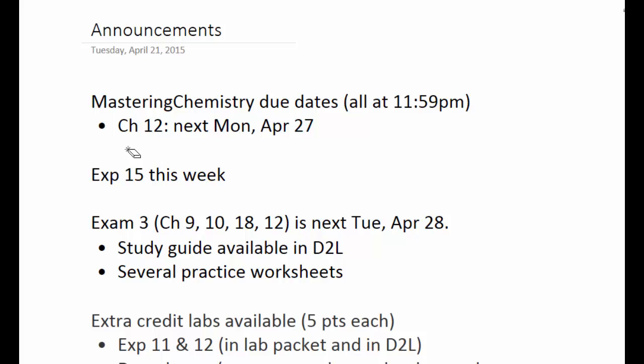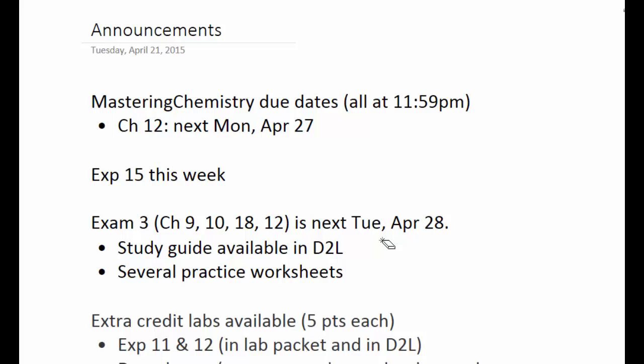Experiment 15 is this week, our third exam. So it will be chapter 9, those electron configurations, 1s2, 2s2, stuff like that. Chapter 10 was drawing structures and doing polar and nonpolar. Chapter 18 was drawing and naming organic molecules, pretty much. And then chapter 12 we'll be doing this week. So that exam is a week from today. So now's the time to start studying for that.